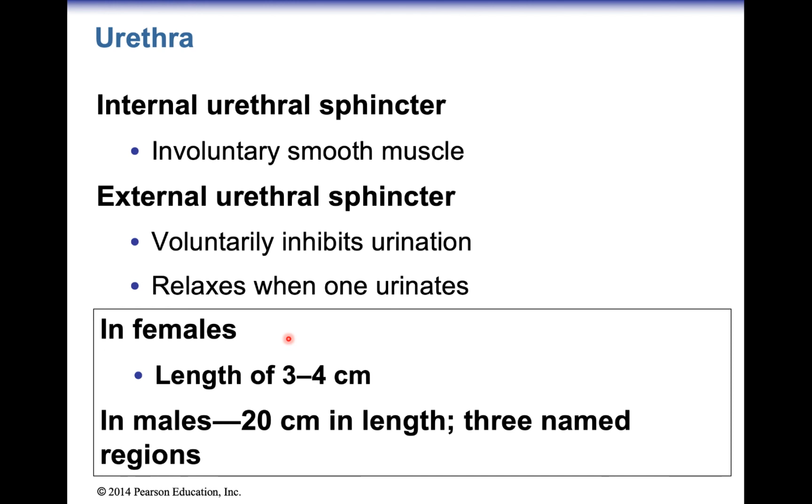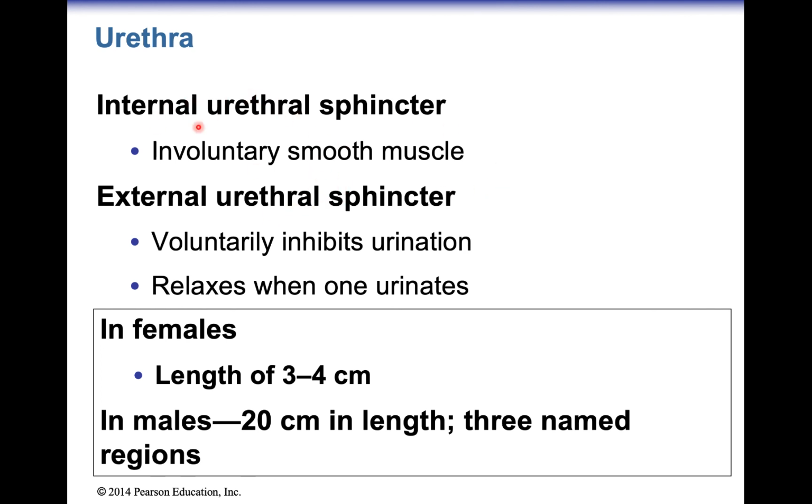Now, what controls when urine is allowed out of the urethra? Well, you might think, well, I'm an adult. I control when I pee and when I don't. But babies and young children don't have that control consciously yet. That is because there are 2 urethral sphincters.